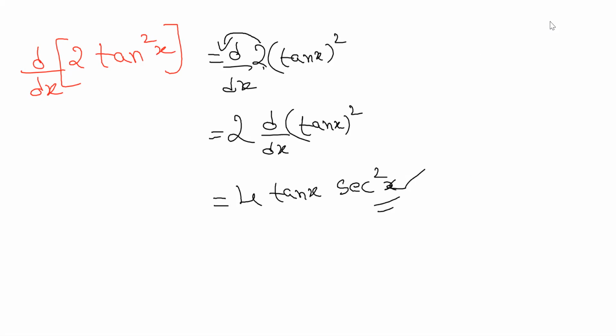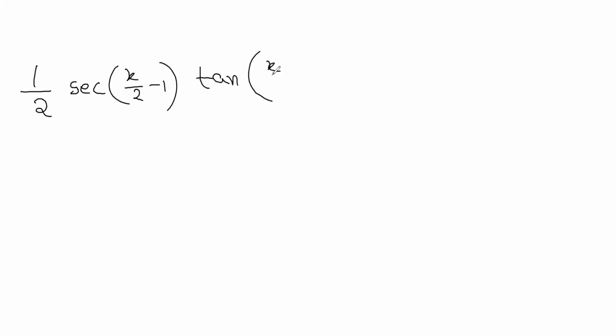Okay, understood? Now, this one. 1 by 2 secant of x by 2 minus 1, tan of x by 2 minus 1, differentiation d by dx.